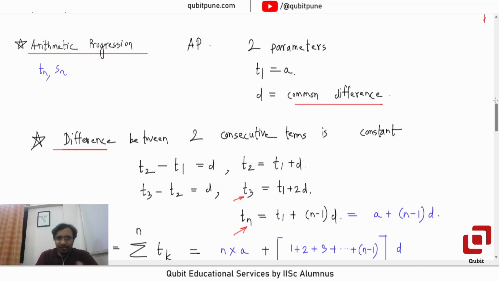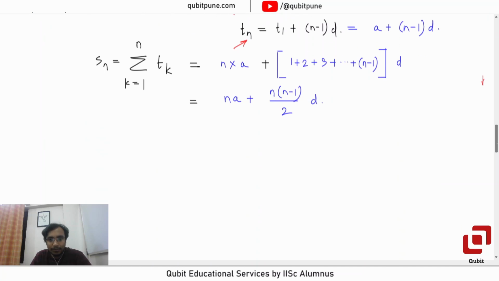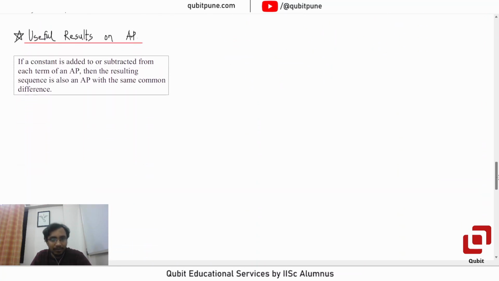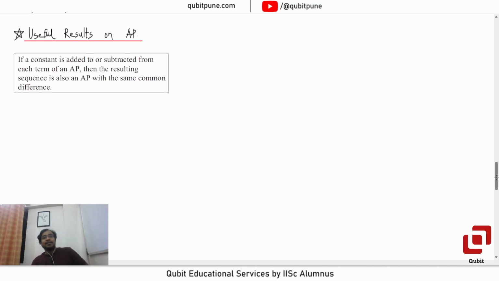Now usually we can solve the problems on AP if we know the nth term formula and the sum of first n terms formula. But there are some things that it's better if you know, so we will now go through them. Useful results on arithmetic progression. First, if a constant is added to or subtracted from each term of an AP, then the resulting sequence is also an AP with the same common difference.